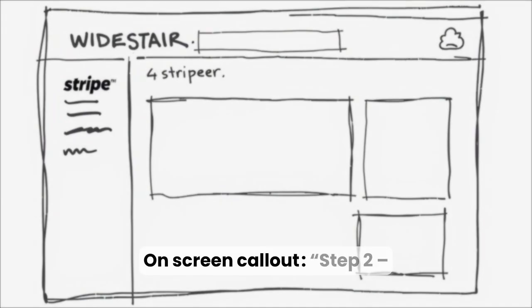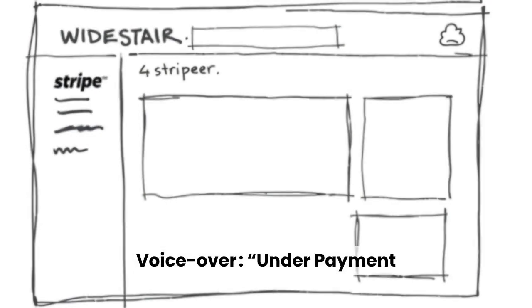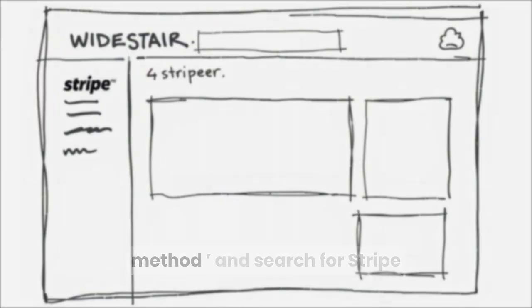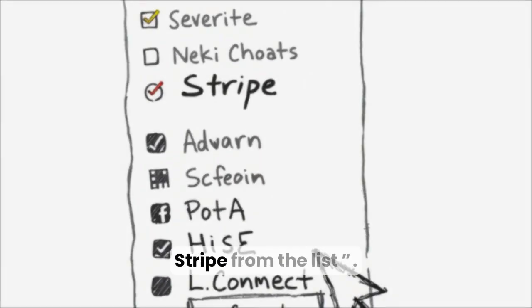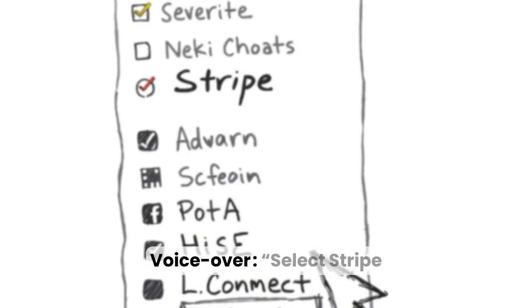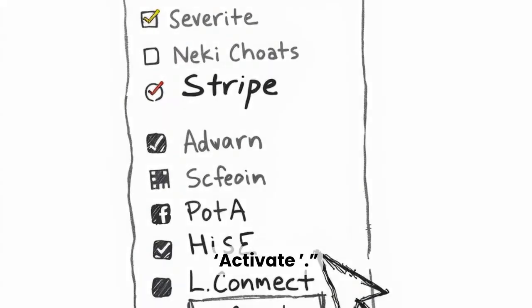Step 2, add Stripe. Under Payment Methods, click Add Payment Method and search for Stripe. Select Stripe from the list. Select Stripe from the list of providers, then click Connect or Activate.